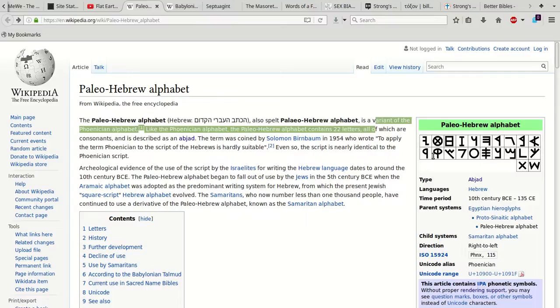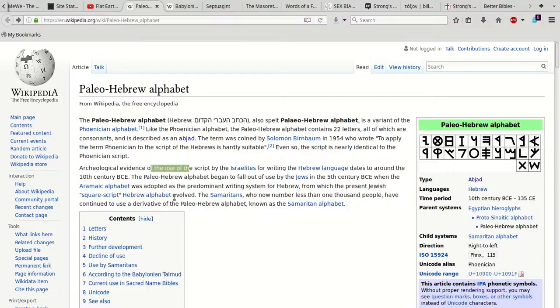It contains 22 letters, which are all consonants, and what they're saying is described as an abjad. It's just a made-up term that means a language with no vowels. Not that the language has no vowels, but in the written form they only write the consonants.